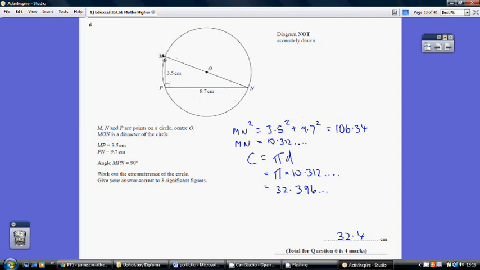So we can work out the length of MN using Pythagoras. Side, side, find a side. So MN squared equals 3.5 squared plus 9.7 squared, which is 106.34. Square root this, we get 10.312... So circumference equals pi times the diameter. So pi times our 10.312 gives us 32.396..., which to 3 significant figures is 32.4. Remember, 3 significant figures just means 3 numbers in your answer. So the 32, and do we round the 3 up? Yes, we do. So 32.4.